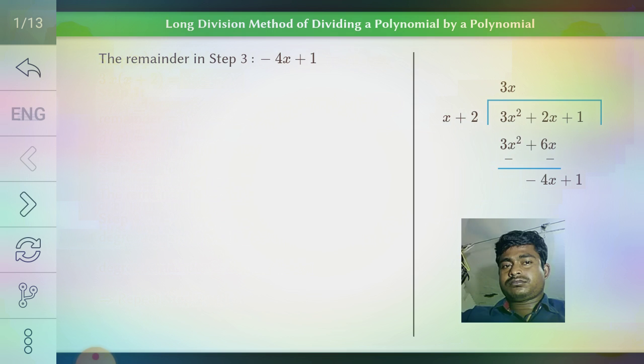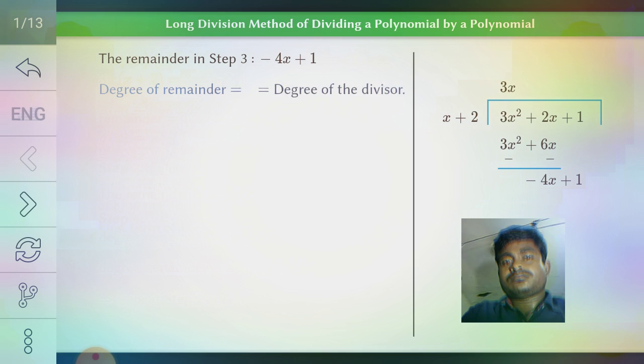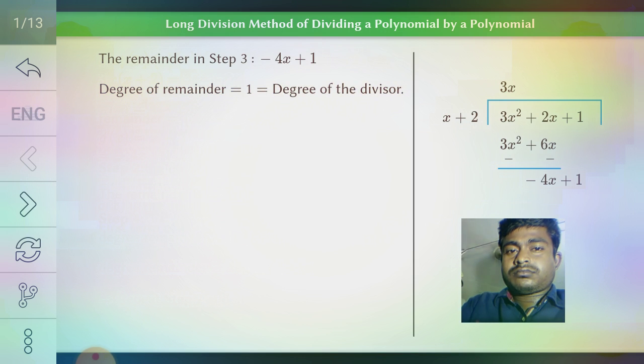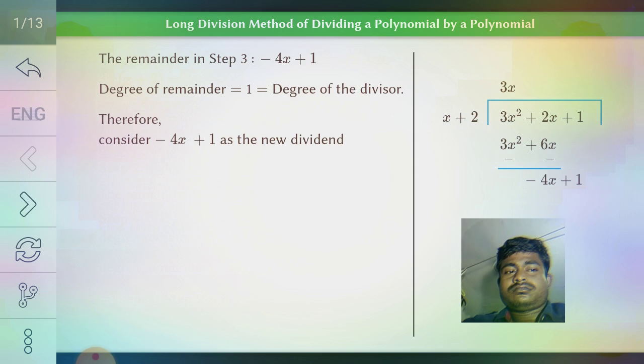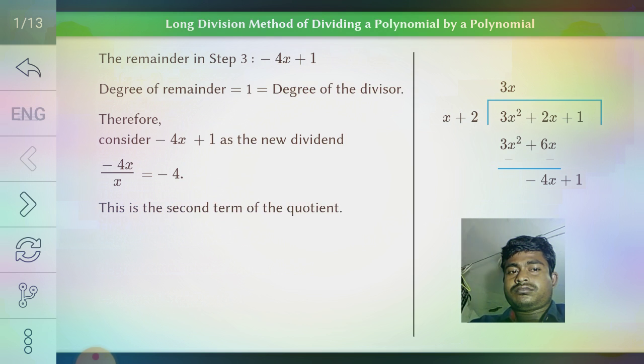The remainder obtained in step 3 is −4x + 1. The degree of the remainder is 1, which is equal to the degree of the divisor. Therefore, considering −4x + 1 as the new dividend, we will continue with step 2 and step 3. Dividing the first term of this new dividend by the first term of the divisor, we get −4x/x = −4. This is the second term of the quotient.